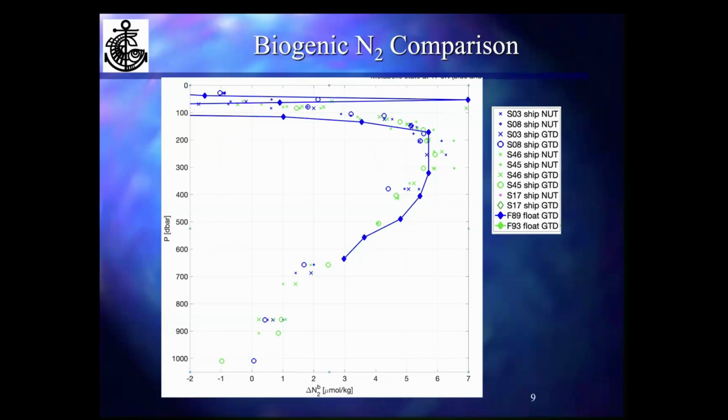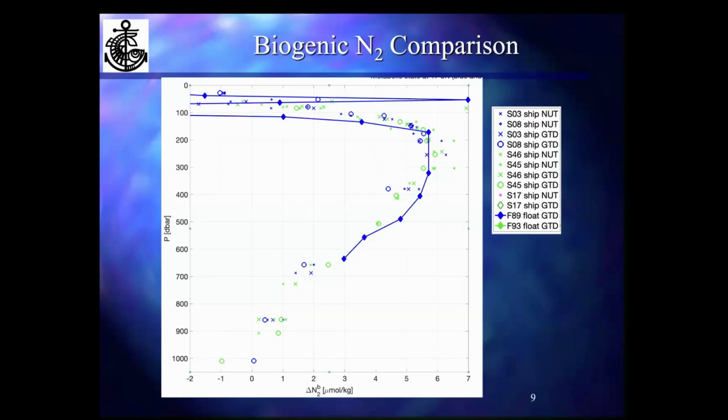Then we have a GTD mounted on the ship's CTD, and that's represented by the bigger circles and some of the green circles here. And then the important point is that we have a GTD on a float that was deployed nearby, and that gets us pretty close. So we're at a point where we think we're close to being able to figure out biogenic nitrogen produced by denitrification from a float. That's one of the big things about where we're at with this project. Clearly a little more work to be done, but I think we're on a good track there.